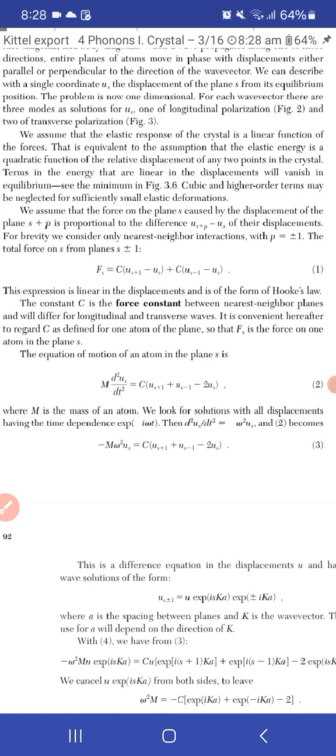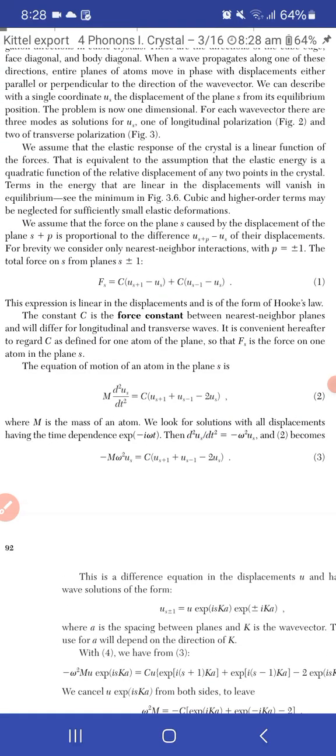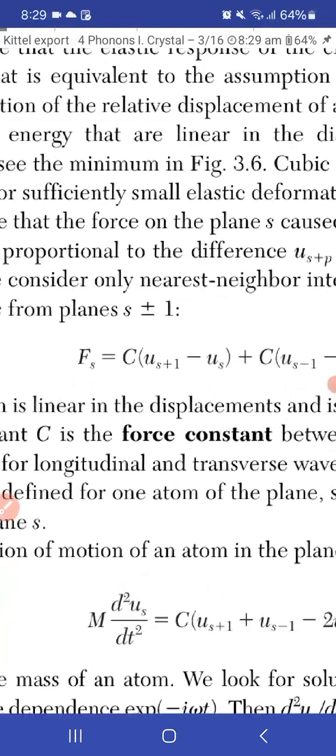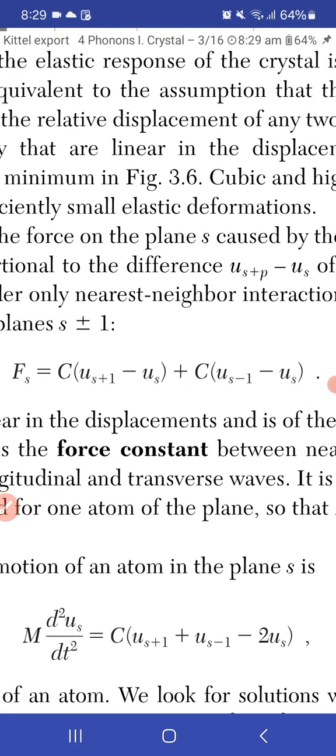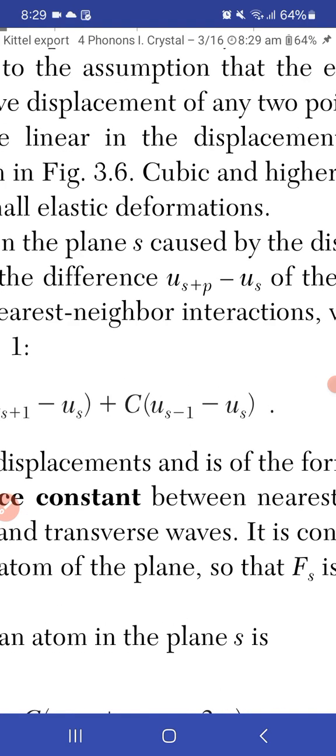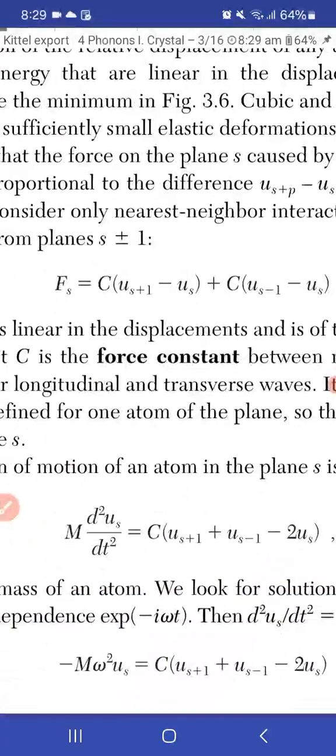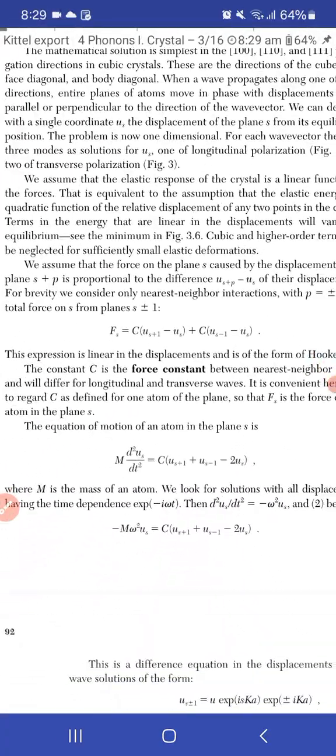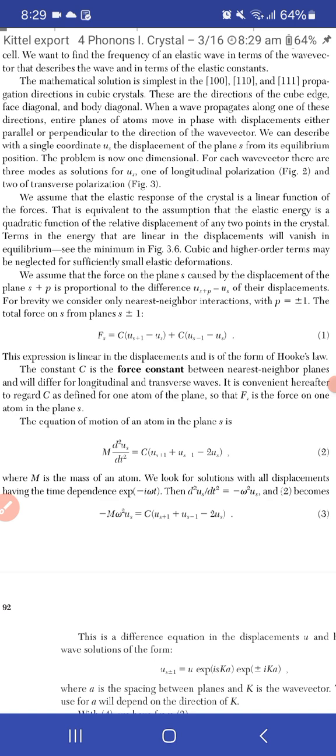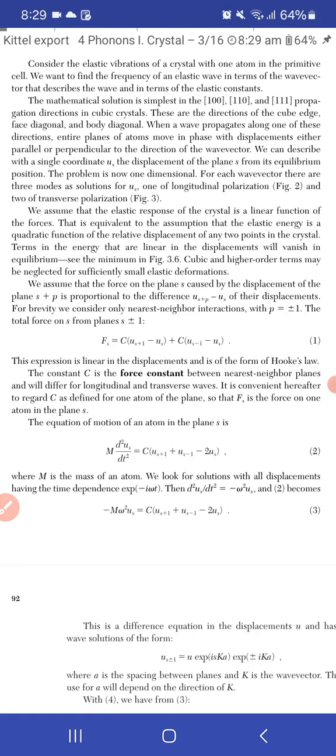The total force on s from planes s plus minus 1, the one ahead of s and the one behind s, is F_s equal to C multiplied by the difference u_{s+1} minus u_s, plus C multiplied by the difference u_{s-1} minus u_s. The expression is linear in displacements and is of the form of Hooke's law.